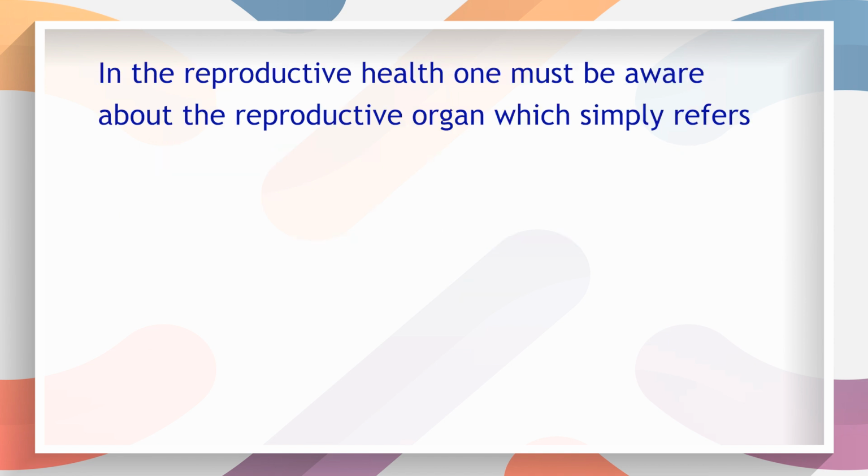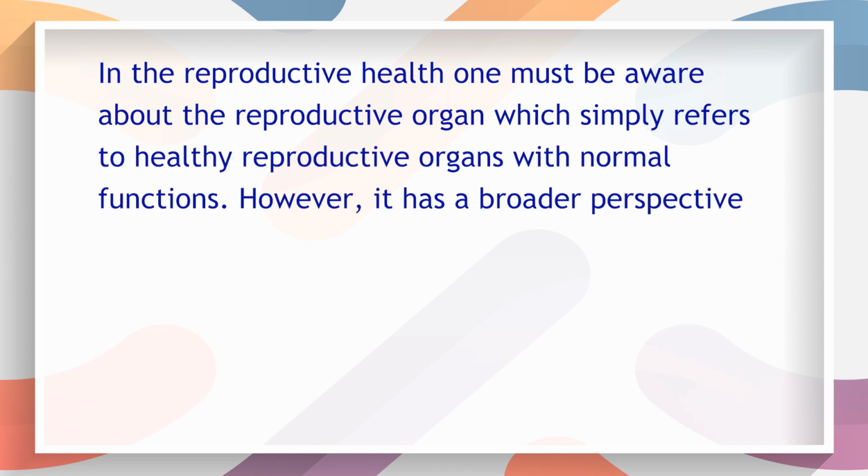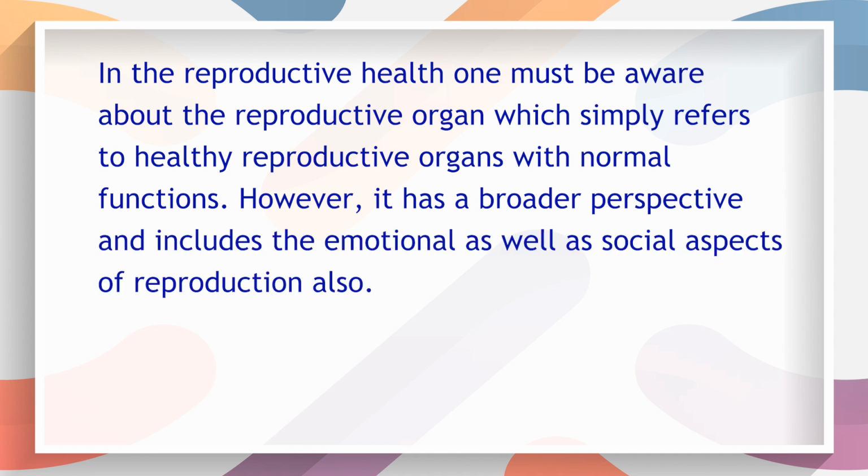In reproductive health, one must be aware of the reproductive organs, which simply refers to healthy reproductive organs with normal functions. However, it has a broader perspective and includes the emotional as well as social aspects of reproduction also. Therefore, a society with people having physically and functionally normal reproductive organs as well as normal emotional and behavioral interactions among them in all sex-related aspects might be called reproductively healthy.